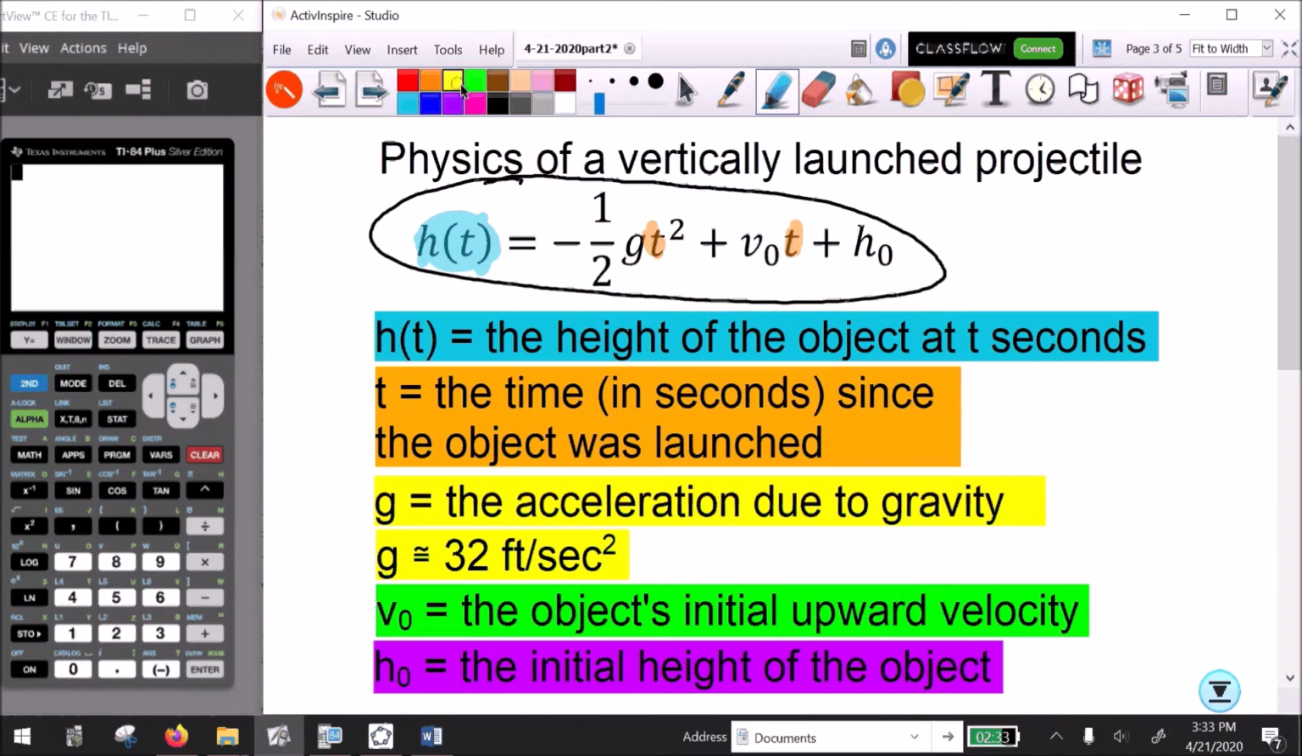That little lowercase g here stands for the acceleration due to gravity. This could be measured in meters per second squared. It's 9.8 meters per second squared. But in feet, like we have in our problem, that's 32 feet per second squared. You can look that up on Google. It's just a constant, and it's a different constant depending upon what planet you're on, or if you're on the moon, it's a lesser constant.